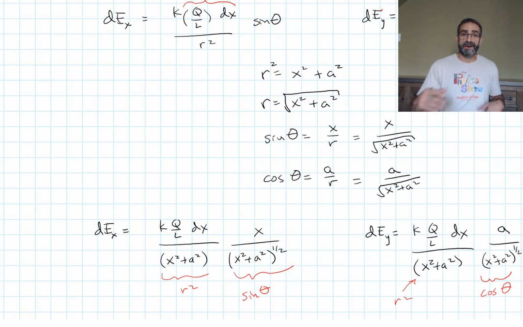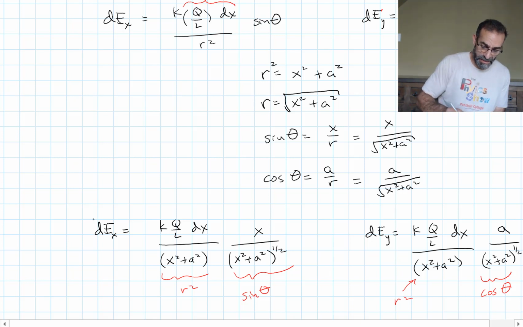Now we can integrate. We have our electric field broken down into components. If they're all pointing in the same direction, all pointing in the x direction, we can just add them all up to get the total field in the x direction. Same with the y direction. So what am I going to do now? I'm going to integrate.